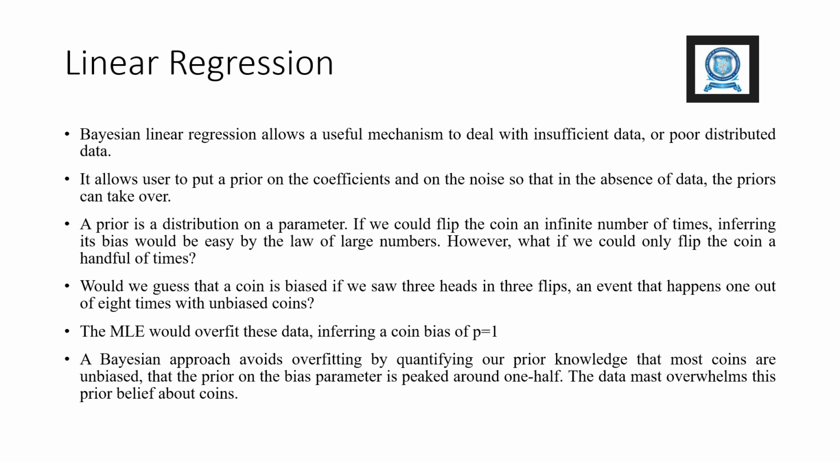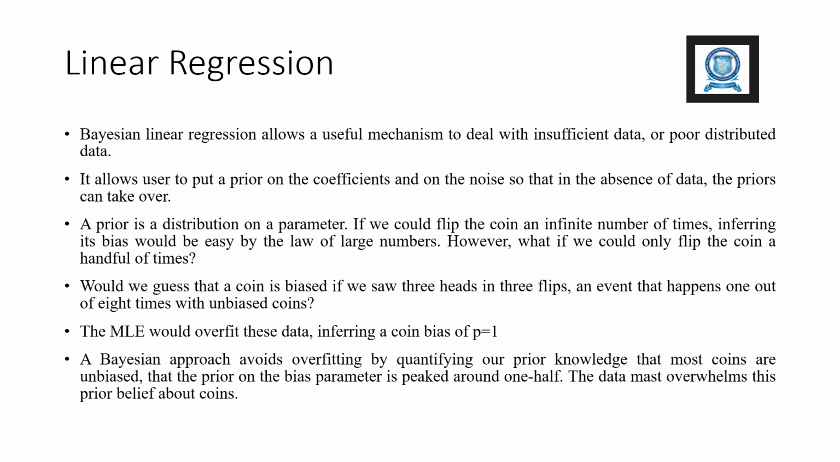Bayesian linear regression allows a useful mechanism to deal with insufficient data or poorly distributed data. It allows the user to put a prior on the coefficients and the noise so that in the absence of data the priors can take over. A prior is a distribution on a parameter.